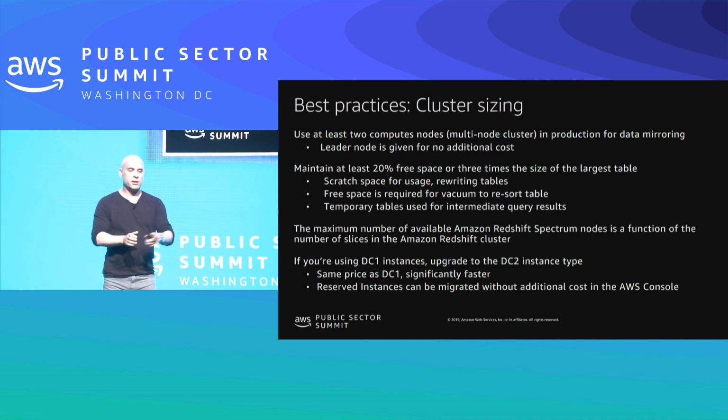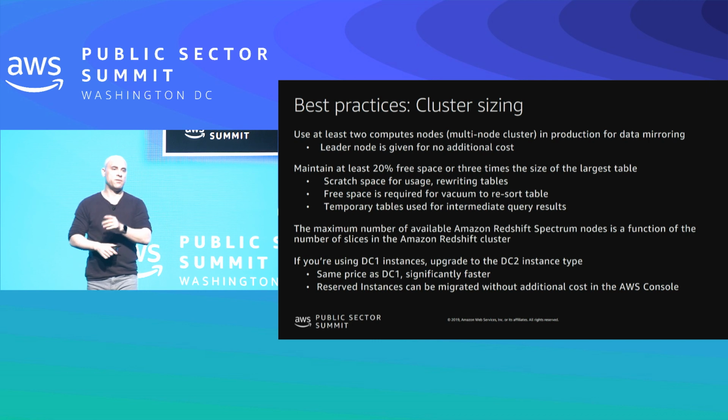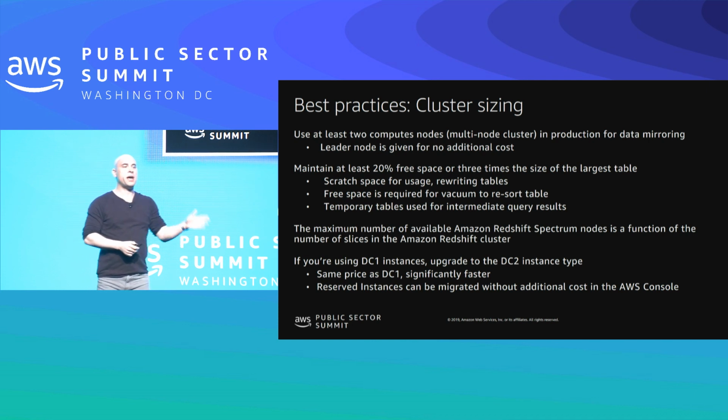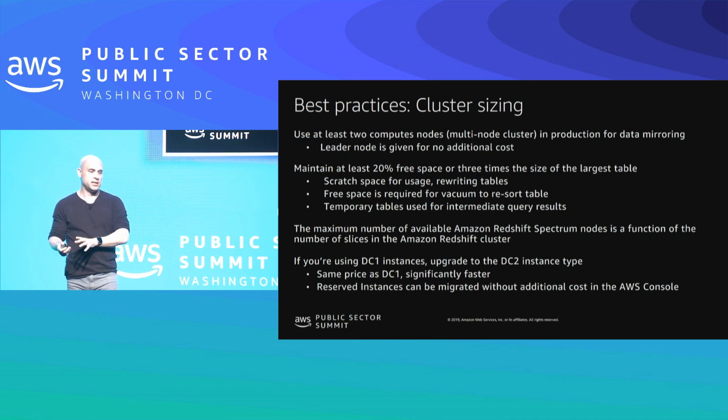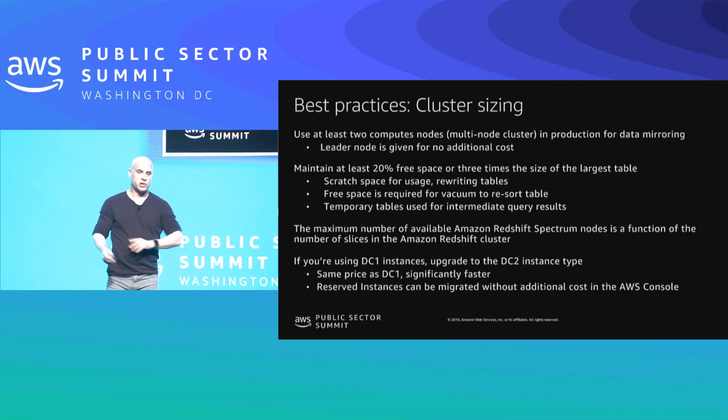With cluster sizing, the one thing I always say is, if you're doing a prod workload, make sure you have 2 nodes or more. The reason is you want the redundancy from the mirrored copy. Maintain at least 20% minimum space. And if you happen to be a customer using DC1s, migrate off of those. We'll allow you to even migrate your reserved instances. We don't want you running those at all, really. We want you to have the best experience with Redshift. The DC2s, in a lot of cases, are 2 times faster, so it's a free migration.